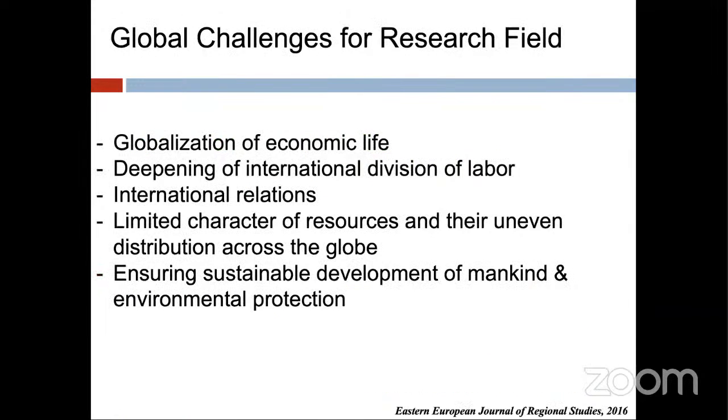But again, there are global challenges, which I have discussed previously, like the globalization of economic life changing, deepening of the international division of labor, international relations. These are also global changes, how one country has good relations and they join hands, limited resource availability in different parts of the globe, and again attempts to establish a sustainable environment. These are some global changes in the research field.